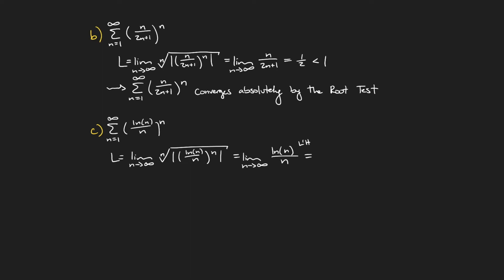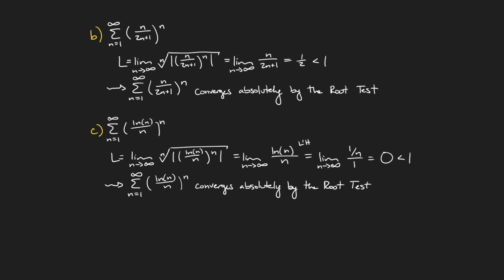The derivative of the top is 1 over n, and the derivative of the bottom is 1. And so we get the limit of 1 over n, which goes to 0. And since this is less than 1, the series converges absolutely by the root test.